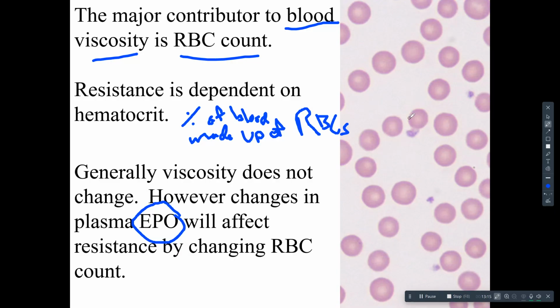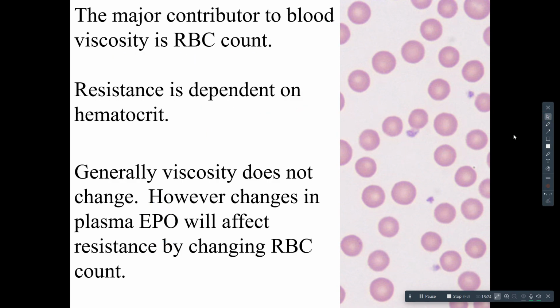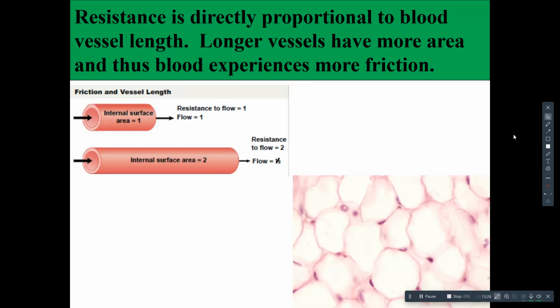All right, but this is not changeable quickly. This is not changeable locally. All right, let's move on to length. Total blood vessel length. So longer blood vessels have more area. More area means more friction. More friction means more resistance. So increased length means increased resistance.